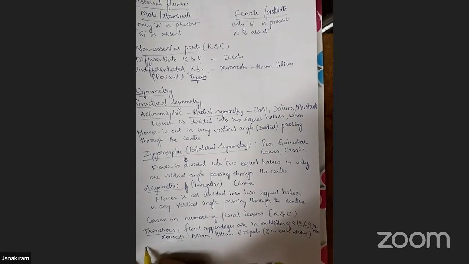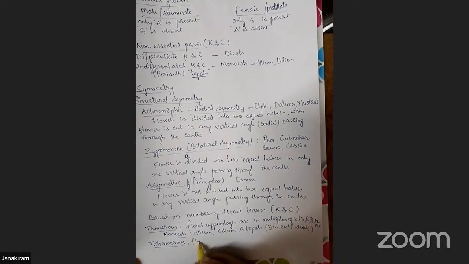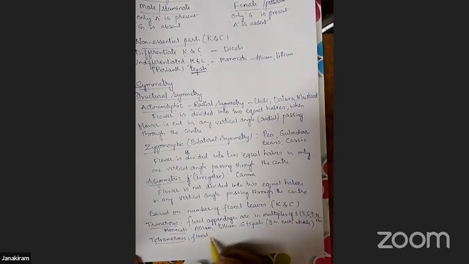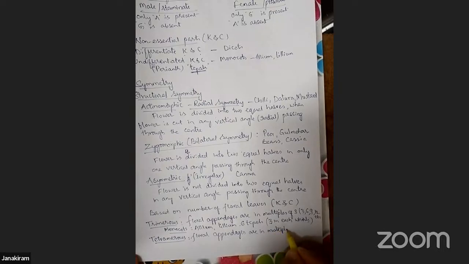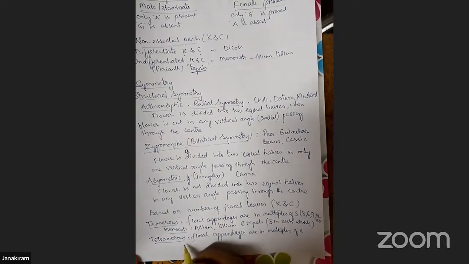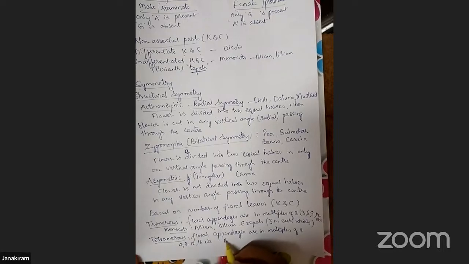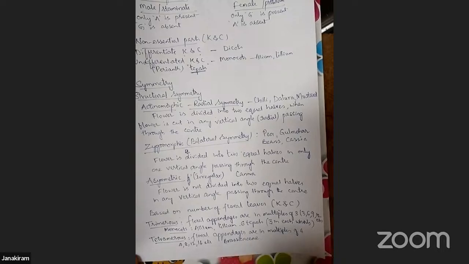Then the second one is tetramerous. Tetramerous means the floral appendages are in multiples of 4. That is, their number is 4, 8, 12, 16, etc. This type of character can be seen in members belonging to the Brassicaceae family, like in Brassica.